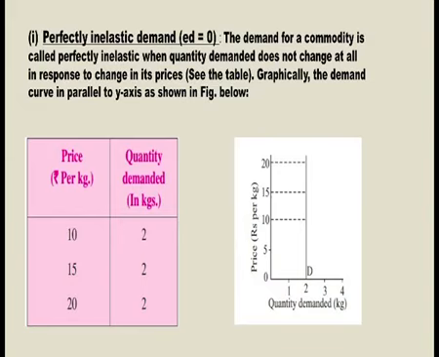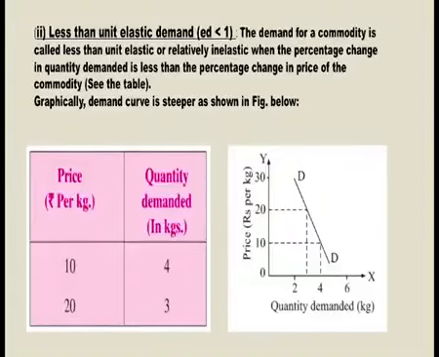The table shows that price per kilogram changes from 10 to 15 to 20, but the quantity demanded remains the same. So, you can also see the demand curve. The demand curve is a straight line parallel to the y-axis. This shows the elasticity of demand is 0. Now, the second case. The second case is the price elasticity of demand less than 1.